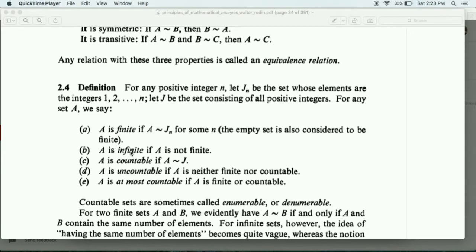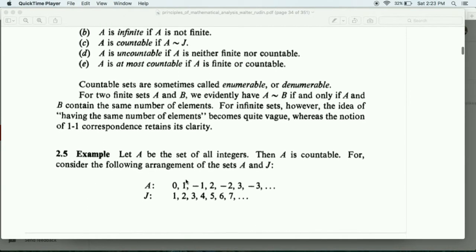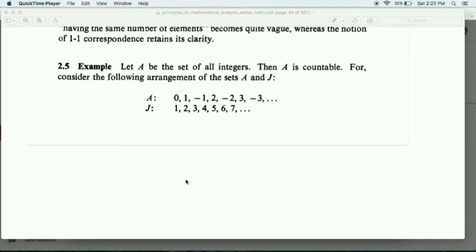We'll see that countability is a smaller kind of infinity than uncountability. So countable sets, as I said, can also be called enumerable or denumerable because we can enumerate them. We can count them and enumerate the elements as first element, second element, and so on. Now, there comes an example which leads to a very important notion of characterizing infinite sets.